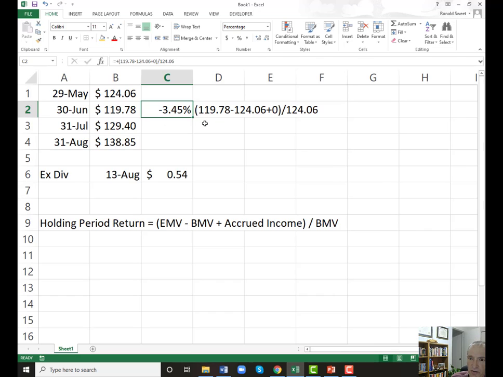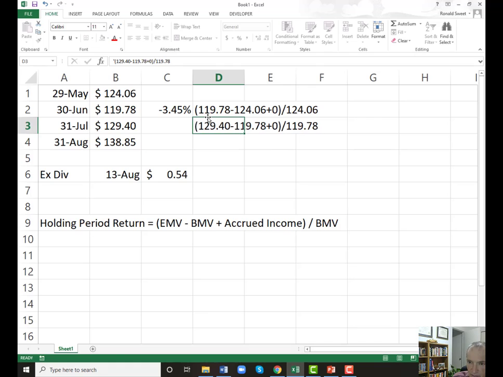So it may not be just Walmart. Now let's do July. So July, the ending market value is 129.40 minus beginning market value 119.78. Again, no accrued income, only in August, divided by beginning market value 119.78. So calculate that and see if you get the same answer I get. I got a really strong return there, 8.03%. Somewhat probably similar to what the overall market's doing, although I think Walmart did really well, even compared to the great return coming out of the downside there.